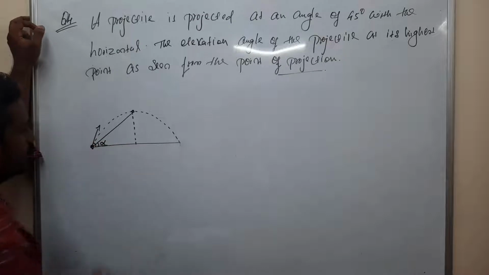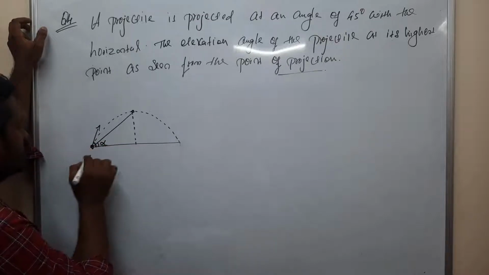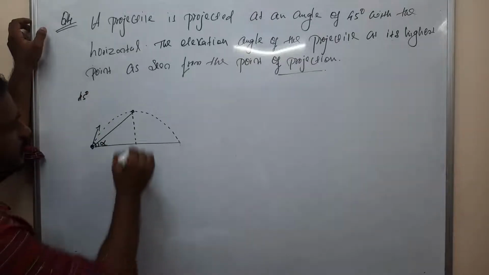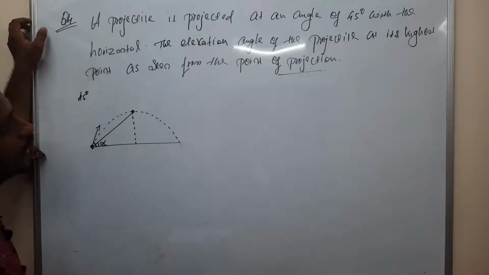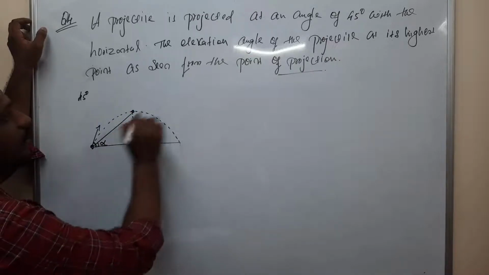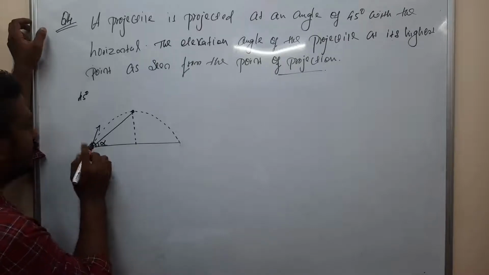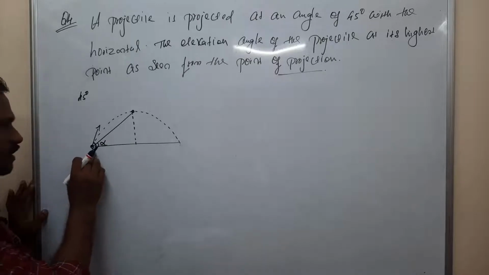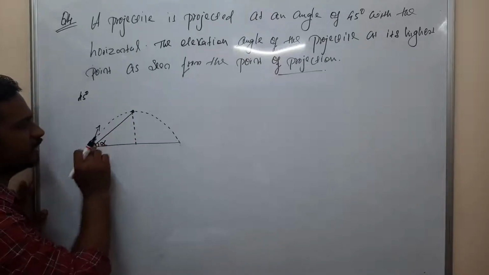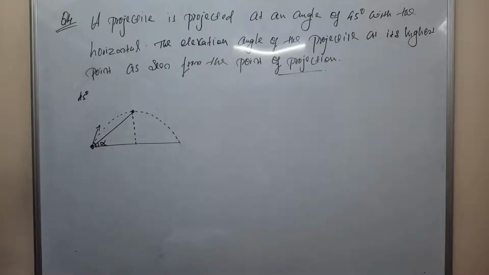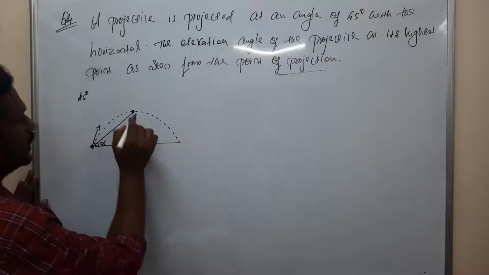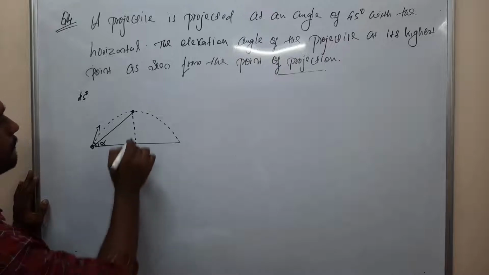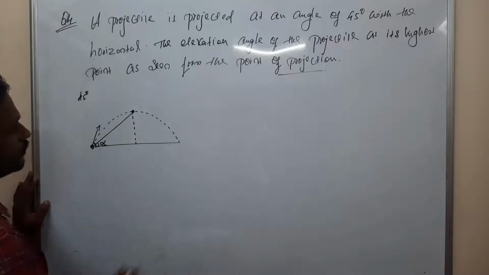So this angle we have to find, alpha. The total angle of projection is 45 degree. So we have to find the elevation angle of the projectile at its maximum height as seen from the point of projection. When we are watching the projectile at its maximum height, what is the elevation angle? So this angle we have to find, when the projectile is at this point.